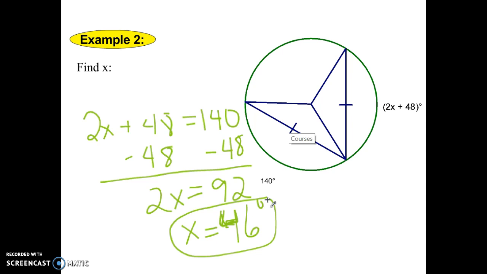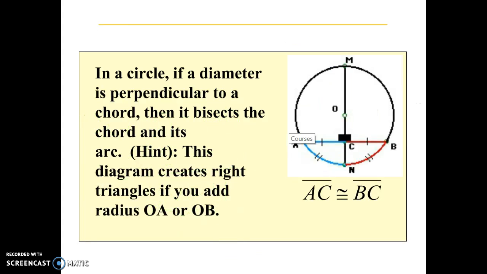All right. So here is our next theorem. In a circle, if a diameter is perpendicular to the chord, remember perpendicular means 90-degree angle, so we've got our 90-degree angle here. If that diameter is perpendicular to the chord, then it bisects that chord and its arc. Hint, this diagram creates those right triangles if we were to add in OA and OB. Notice I would have some wonderful right triangles.